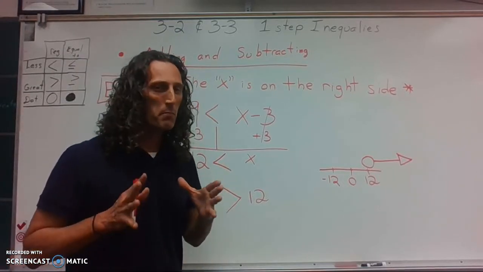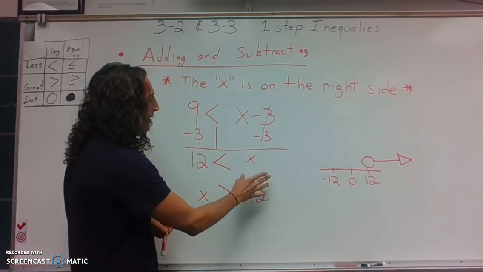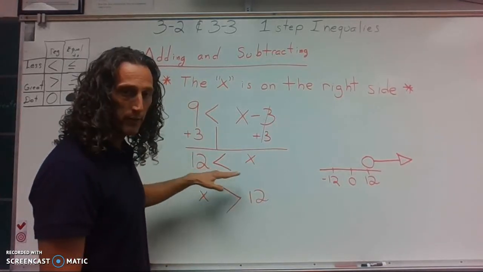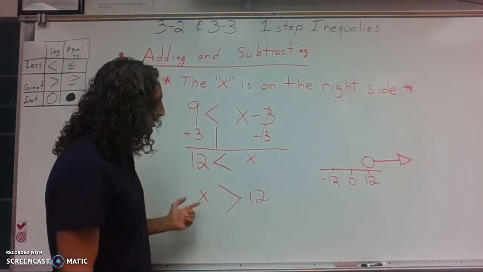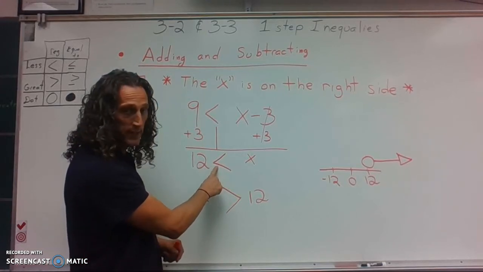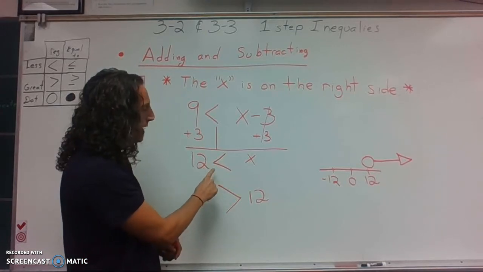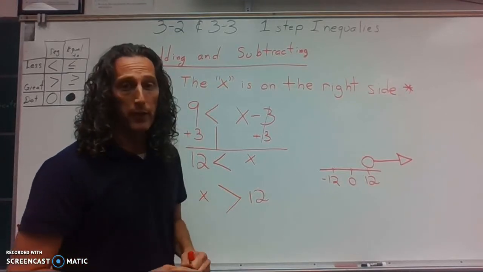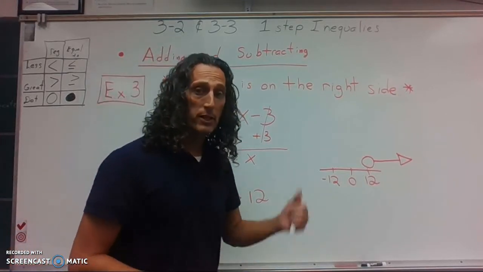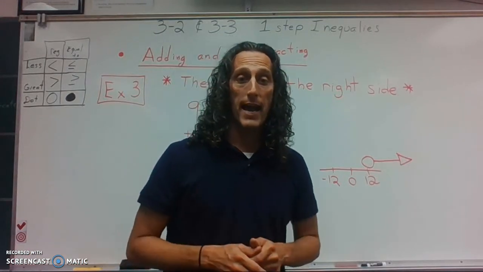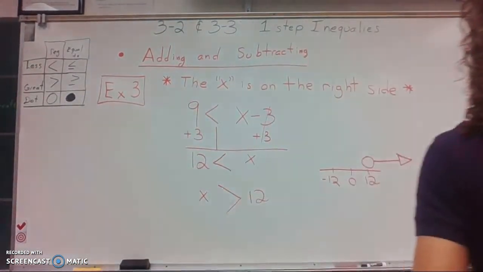So just remember that if they put the variable on the right side, solve it, keep it there. You're allowed to change it around, but whoever it's pointing at, you have to make sure it continues to point in that direction. Okay? So I'm going to hit pause again. Make sure you have this all copied down, and we're going to go into multiplication and dividing.